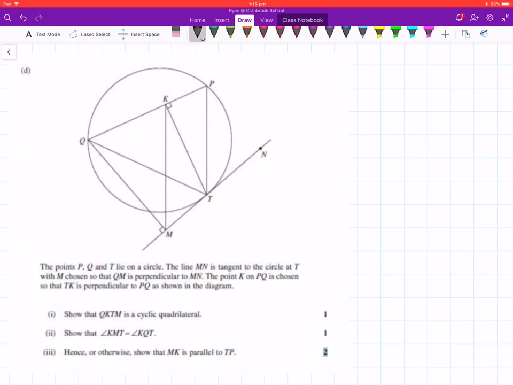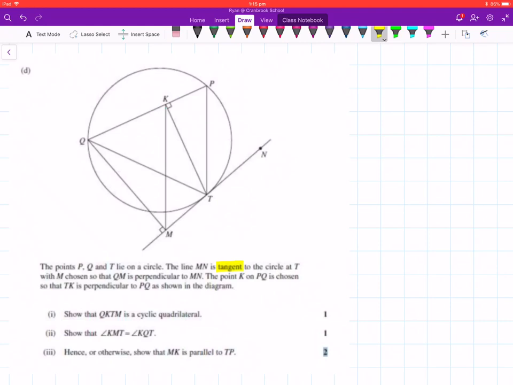So in this particular case, we're going to have a quick read through the question together and then have a look at what they've given us. So the points P, Q, T lie on a circle. The line MN is tangent to the circle, so that's going to be important later, at T, with M chosen so that QM is perpendicular to MN. The point K on PQ is chosen so that TK is perpendicular to PQ, as shown in the diagram.